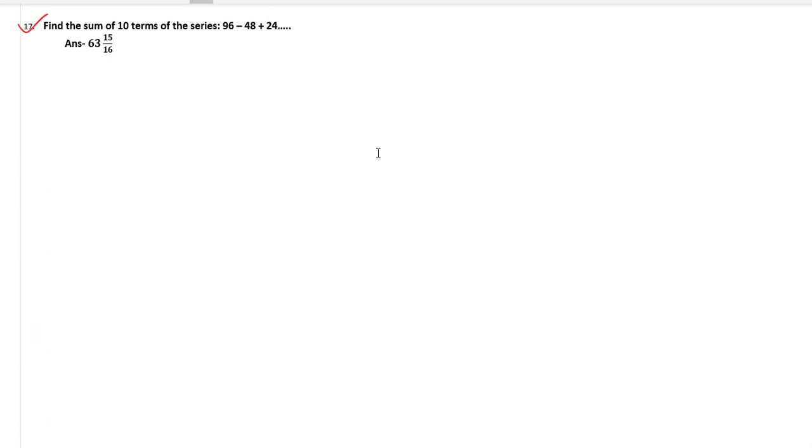The question is, find the sum of 10 terms of the series 96 minus 48 plus 24 and so on. Please understand here that the series is given with plus and minus sign. You can convert this series into a sequence, right? So you can write this series as 96 comma minus 48 comma 24 comma and so on. So this is your sequence.